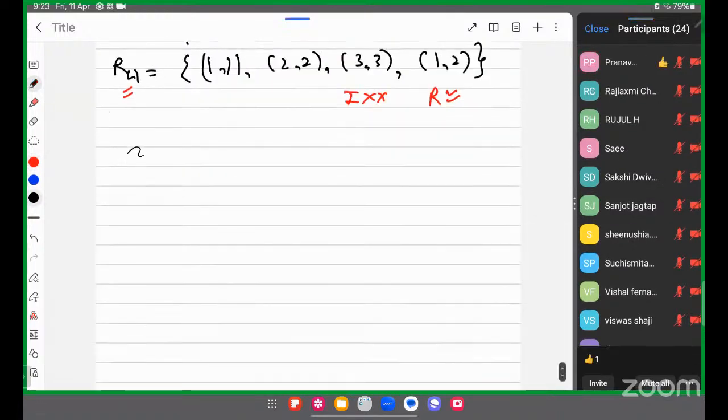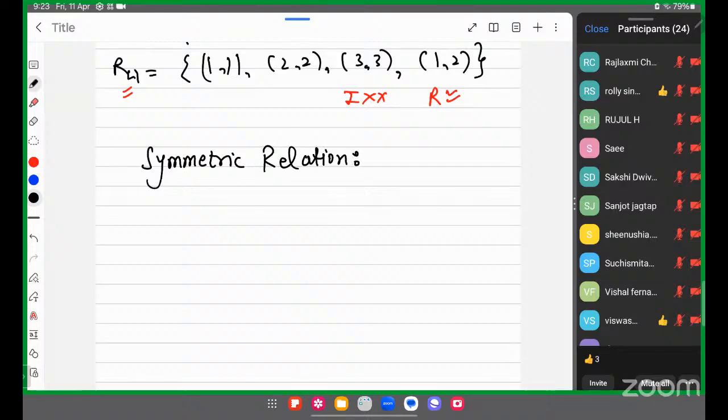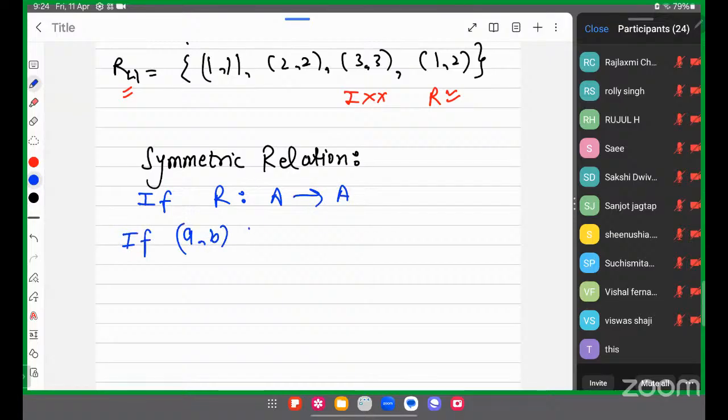Understood, sir. Okay, after reflexive we have symmetric relation. How to check whether a given relation is symmetric or not? So if we have a relation R which is defined from set A to set A, and if (a, b) belongs to R, we will check for (b, a). If (a, b) belongs to R, this implies (b, a) must be in the relation.